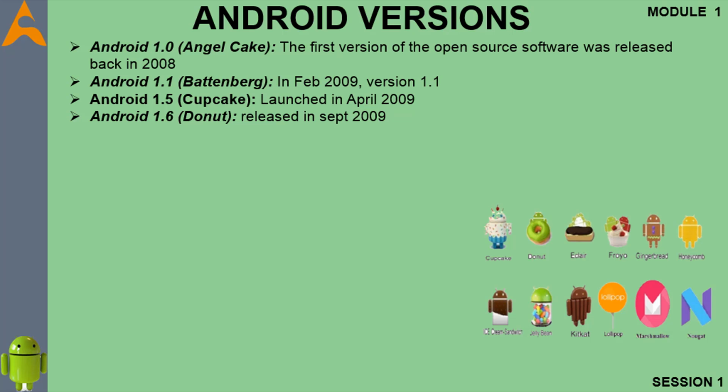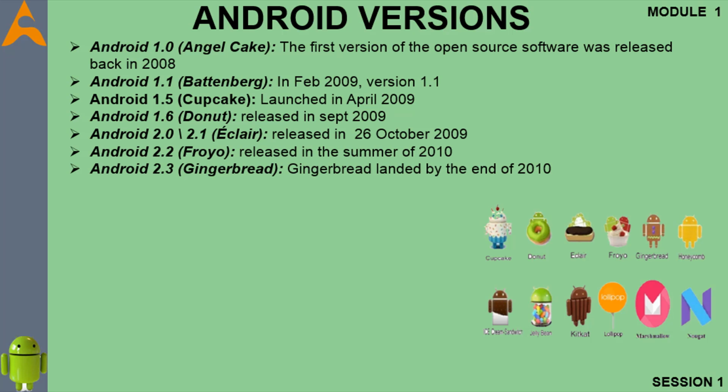Android 2.0/2.1, Eclair, released on October 26, 2009. Android 2.2, Froyo, released in the summer of 2010. Android 2.3, Gingerbread, landed by the end of 2010.